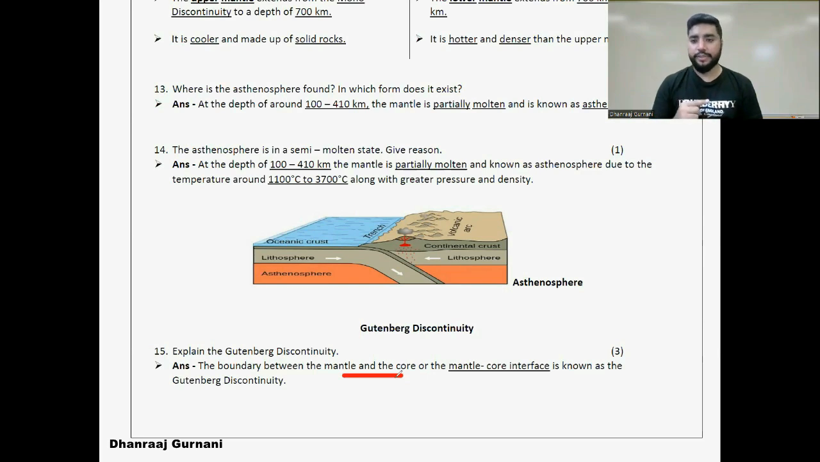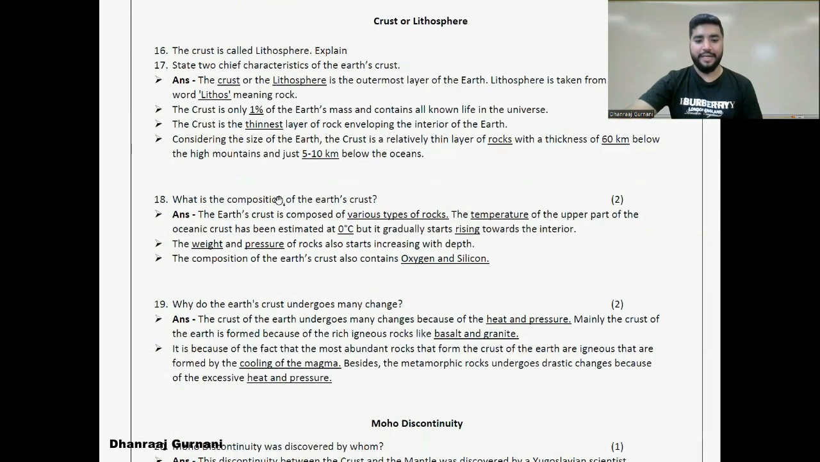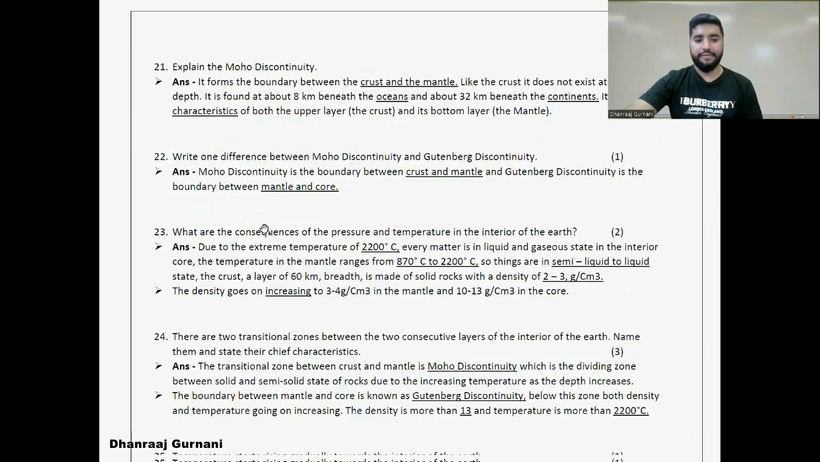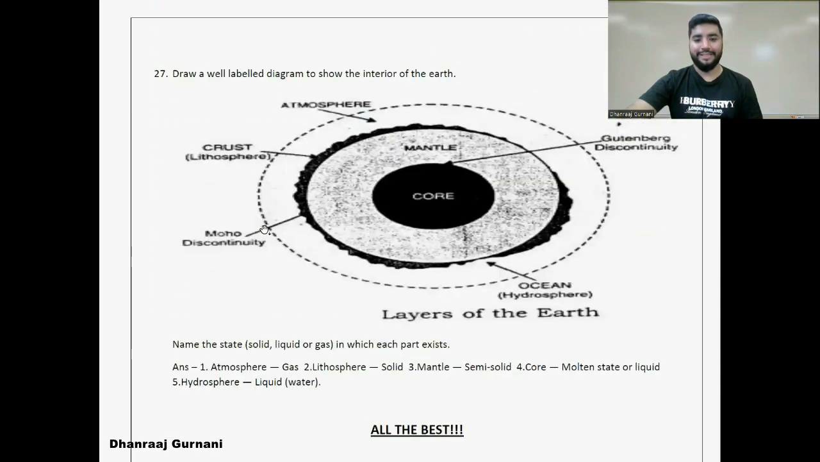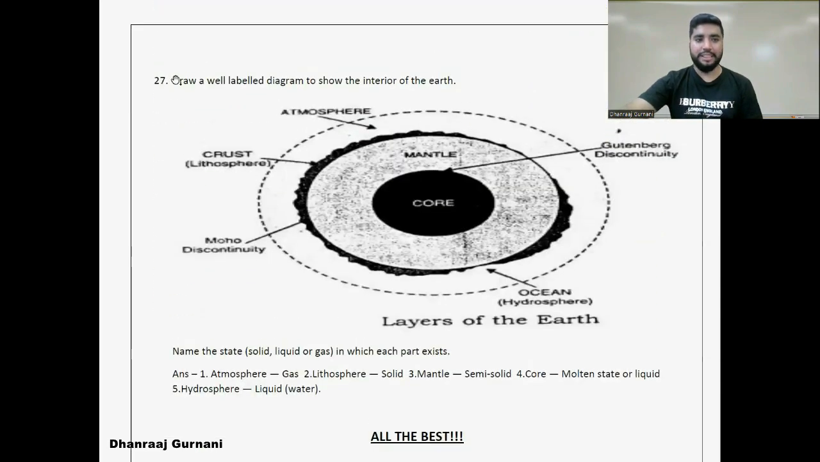So the boundary between the core and the mantle, it is also called the mantle-core interface, is known as the Gutenberg discontinuity. Let's see this with the help of the diagram. This is a diagram which is there in your chapter. It's the last question of the chapter. You did the core, you did the mantle.